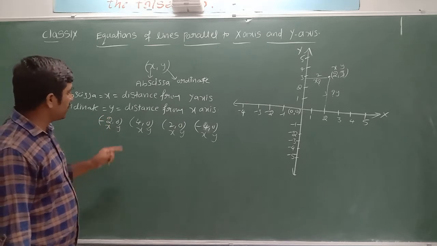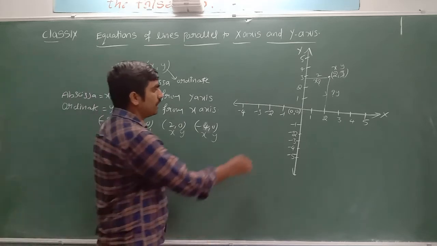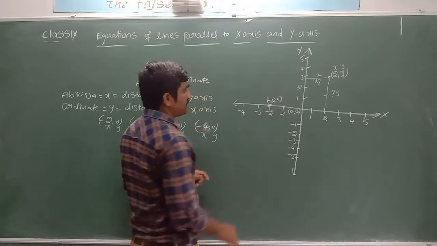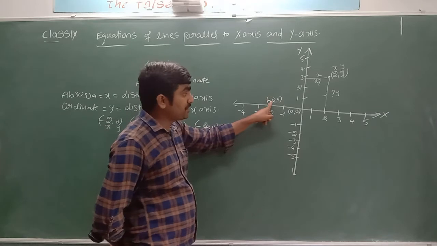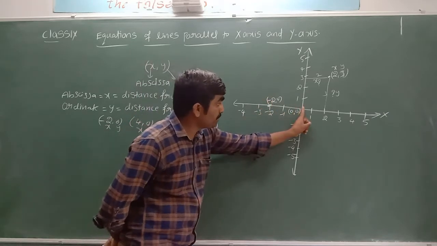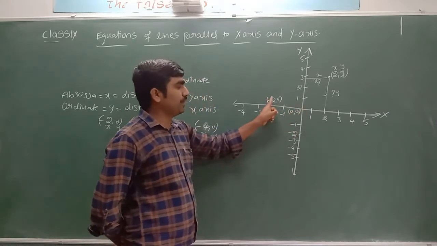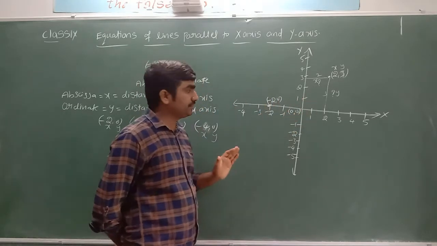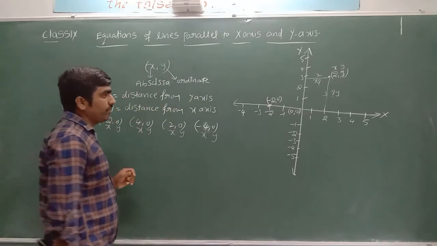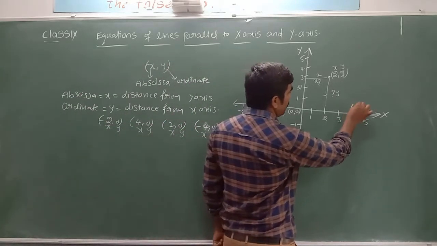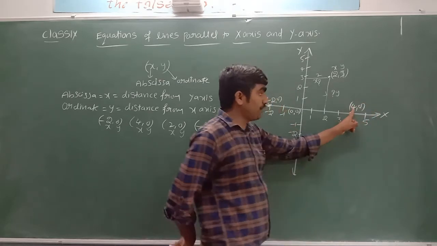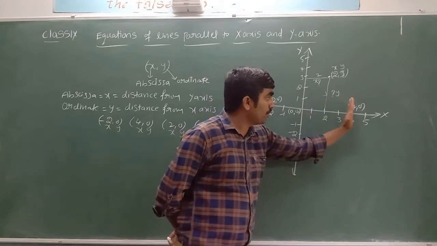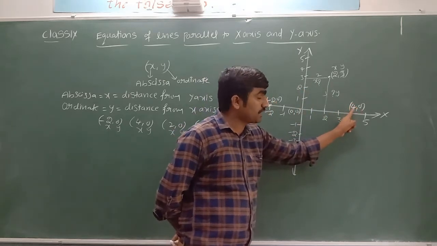Where can we see -2 comma 0? Here I can take -2 comma 0. Why? Because the abscissa is -2. Abscissa means the distance from the y-axis, which is 2 units. The minus tells that the point is on the left side of the vertical line. Where can I take 4 comma 0? Here. The abscissa is 4, the distance from the y-axis, the vertical line, is 4. Because of that I take the abscissa as 4.